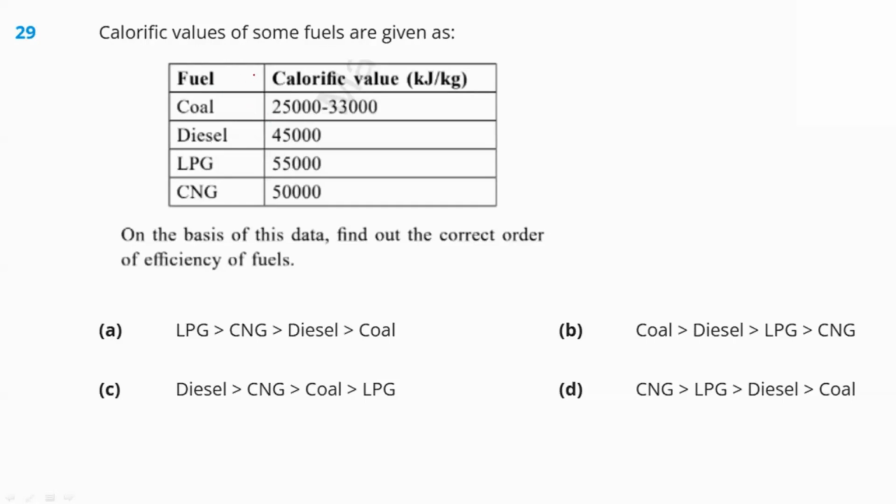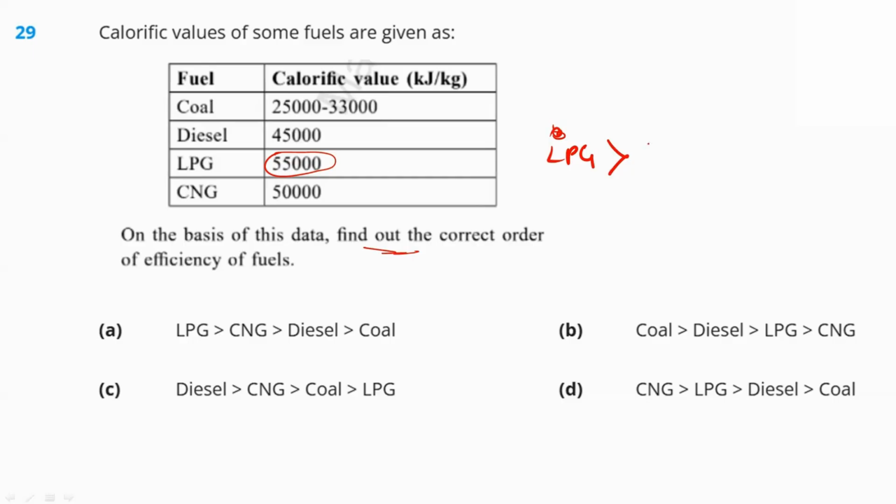Okay, and the lesser the calorific value, the lesser the efficiency of the fuel, right? So from this, we will come to know that LPG has the greatest calorific value, that is 55,000. So first is the LPG, then we have to find it in the increasing order, right? Increasing order, as you can see, all options are in increasing order.